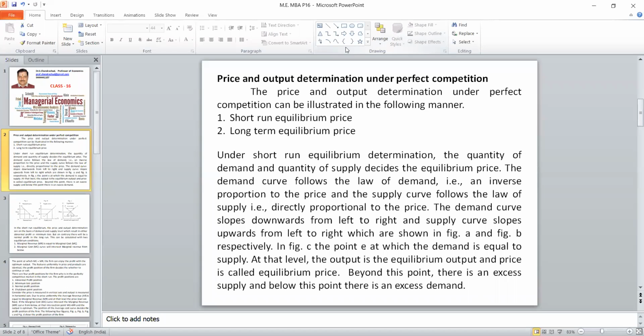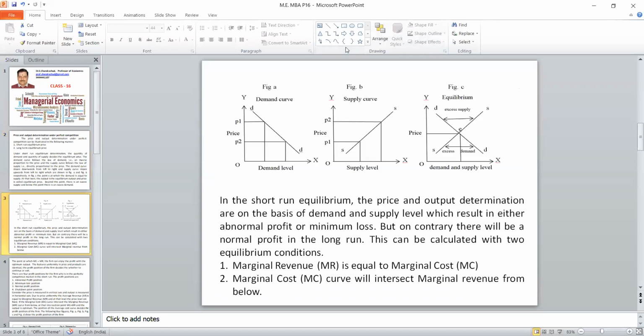You can see the diagram. In the first diagram, we have the demand curve. We are measuring the demand on the horizontal axis and the price on the vertical axis. The demand curve slopes downwards from left to right, keeping all the factors constant. Only price and demand are there. Likewise, in figure B, you can see the supply curve slopes upwards. Here also it is a short run, all the factors are constant, and only the supply and price are measured.